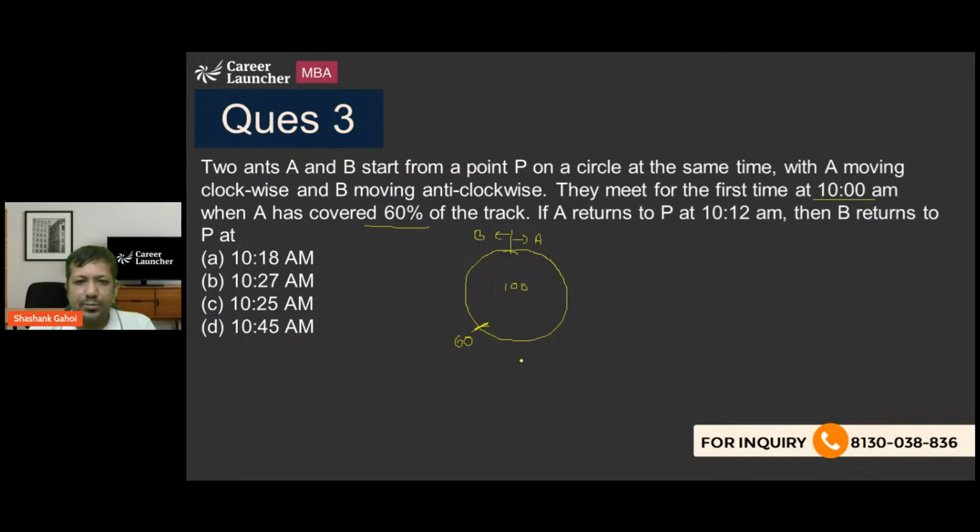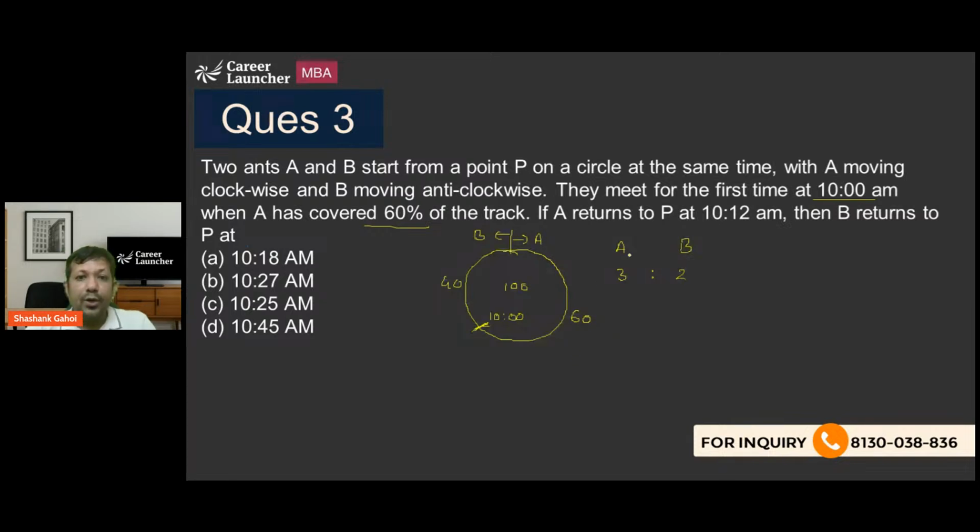So A covers a distance of 60, and both of them start at the same time. At 10 a.m., A has covered 60 and B has covered 40, and they are meeting. So what is the ratio of speed of A to B? I can directly say it is 60 to 40, or 3 to 2. So the ratio of speed of A to B is 3 to 2. This is the first conclusion I am drawing.